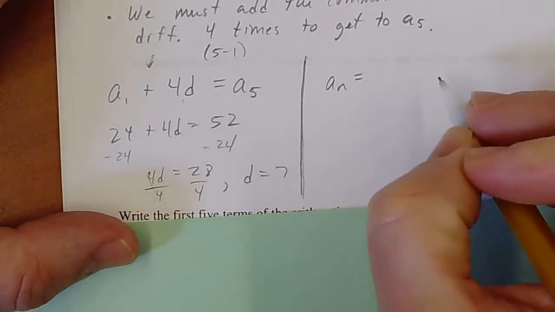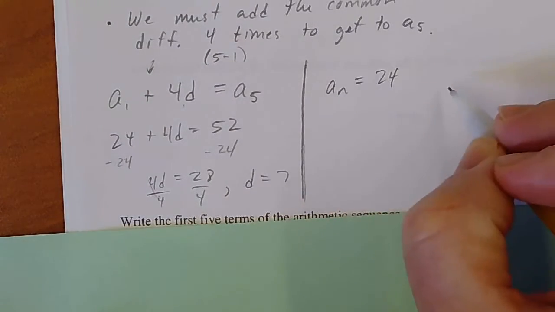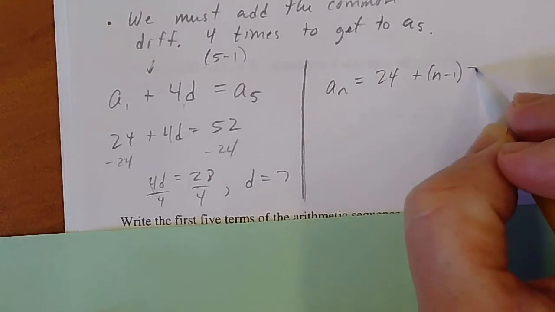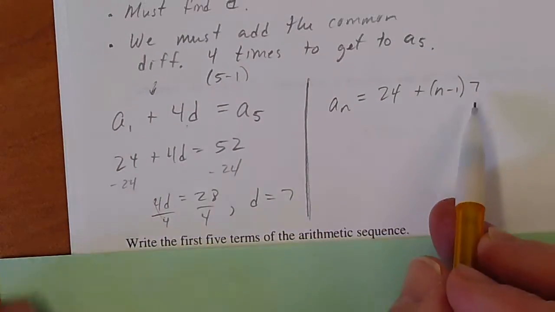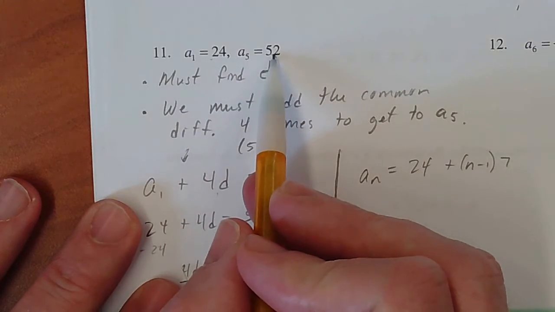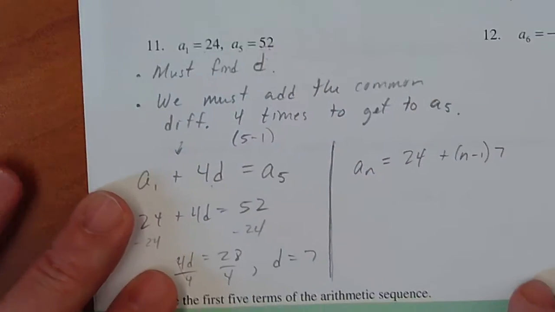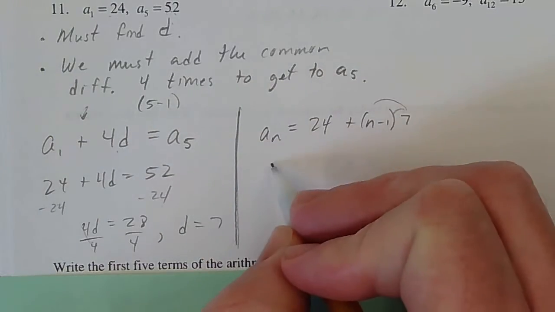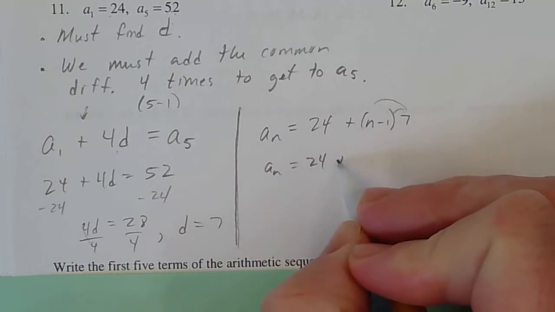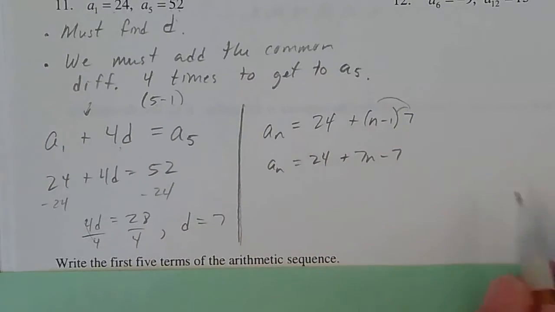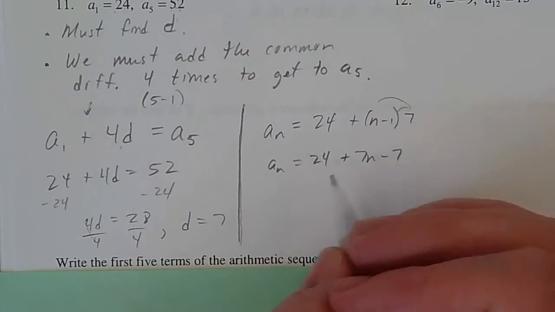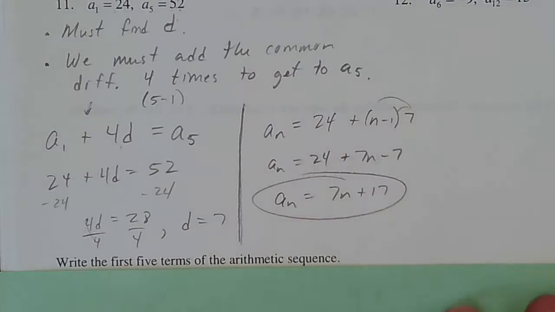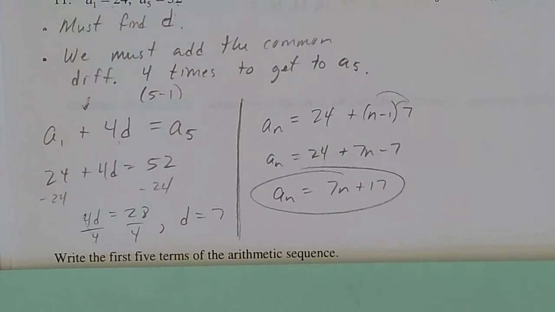A sub n equals A1, 24 plus n minus 1 times the common difference, which we now know is 7. You can always check your answer too, right? If it's 7, just make sure you start adding 7 the correct amount of times to get to 52. All right, and let's simplify this. 24 take away 7 is 17, so we got a sub n equals 7n plus 17. All right, your turn. Try number 12.